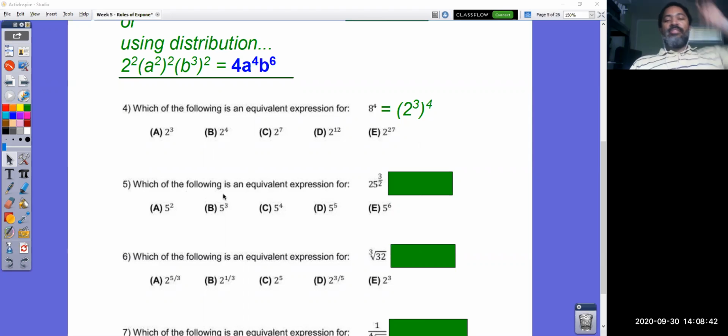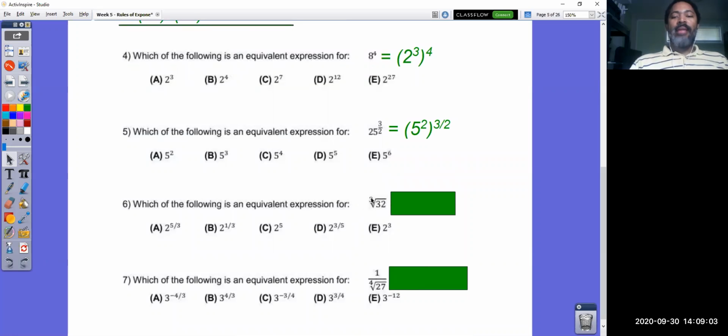In number 5, it says, which of the following is an equivalent expression for 25 to the 3 halves? Here, we notice all our bases are 5s. So we want to rewrite this 25 as 5 to some power. And then we're going to multiply the 2 exponents just like we did up here. In 6, now we have a radical. In Algebra 2, I believe you're taught that radicals can be rewritten as fractional exponents. So the third root of 32 is the same as 32 to the 1/3.